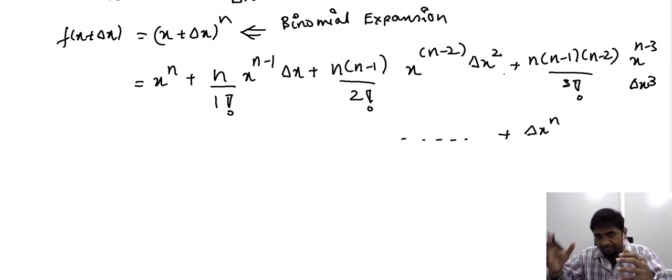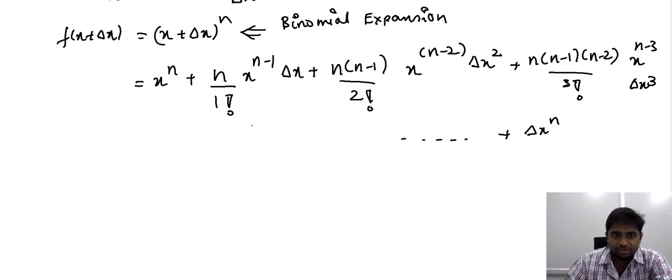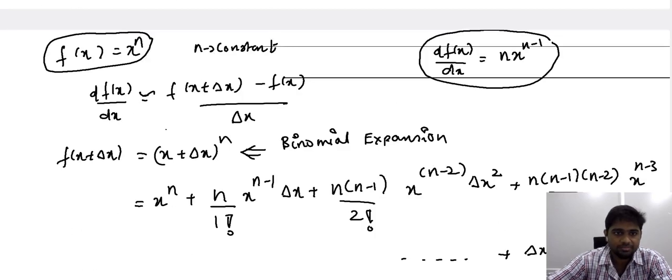If you compare each of these terms, you will see how delta x increases in power, and how we have x power n minus 1, minus 2, minus 3 and so forth, and how the pre-factors, that is n, n into n minus 1 and n into n minus 1 into n minus 2, progress. So there is a trend associated with it. This is nothing but the expansion of the first term. The second term of the numerator is f of x, that is nothing but x power n.